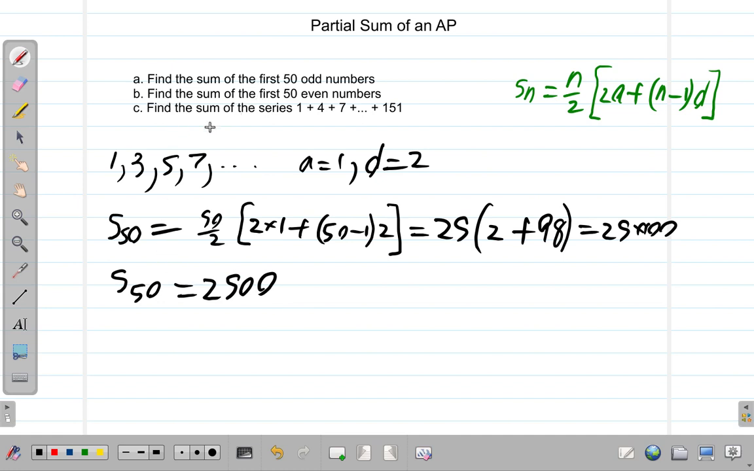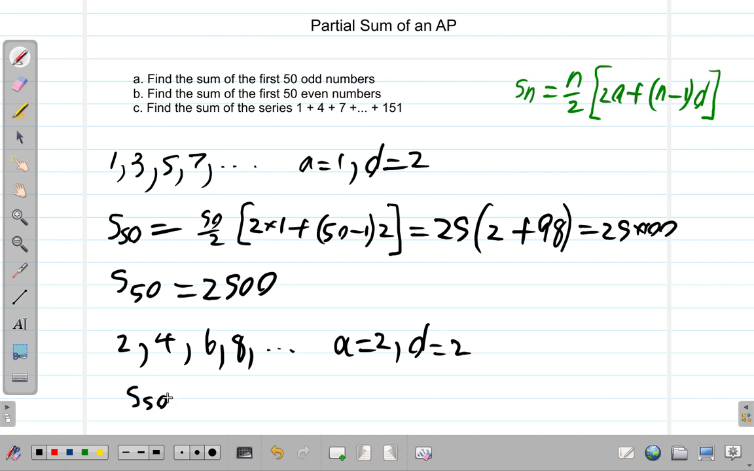Let's look at B, the sum of the first 50 even numbers. Here, we start with 2, and 4, 6, 8, and it goes on and on. So it is an arithmetic progression, where the first term a is equal to 2. The common difference, again, is 2. Take any term and subtract the term before it, you get 2.